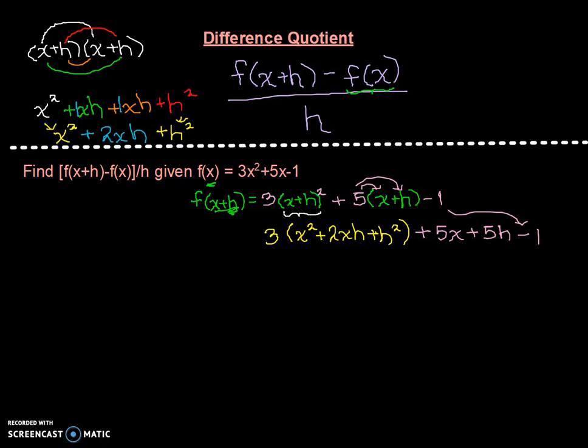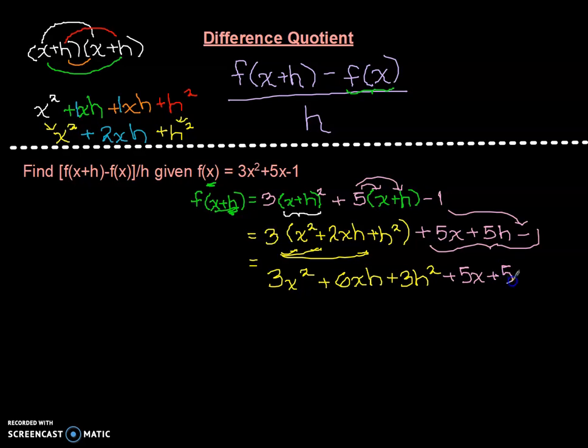So from here, we're going to distribute the 3. And I know this is a lot of algebra, but it's what the difference quotient is. So we're going to end up with 3x squared plus 6xh plus 3h squared. Everything else that we haven't used just comes right down. So 5x, 5h, minus 1. So this is f of x plus h.